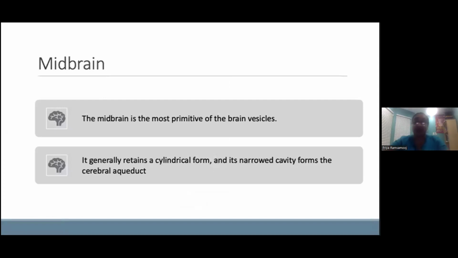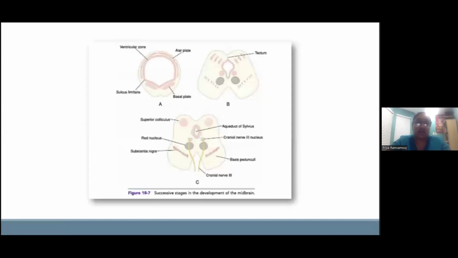So on to the midbrain, now that we've covered the forebrain. So morphologically, the midbrain is really the most primitive of the brain vesicles. It generally retains a cylindrical form, and its narrowed cavity forms the cerebral aqueduct, which is continuous below with the 4th ventricle and above with the 3rd ventricle. All right. And this image is showing us the successive stages in the development of the midbrain.